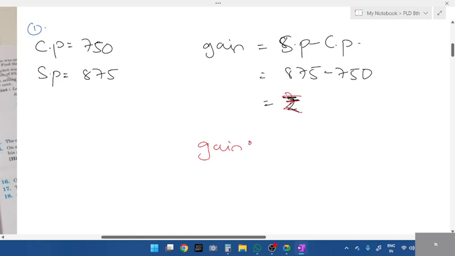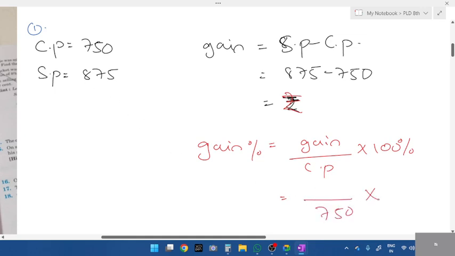Yeah, mute the call, students. 125. If it is gain, it is definitely gain percent. Write the formula: gain divided by cost price into 100%. Whatever gain you get, write it, divided by cost price, which is 750. Calculate this. Three marks question.